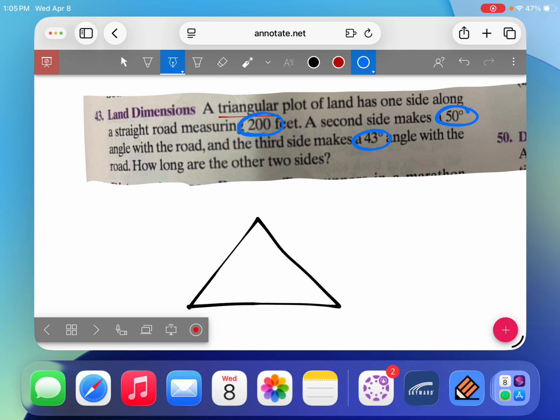So the first thing it says is that along the straight road, would you agree only one side of my triangle is straight? All right, so that's where you should put the 200. And then it says a second side makes a 50-degree angle with that road. And the third side makes a 43-degree angle with that road. So you need to figure out where are you putting the 200, where are you putting the 43, and where are you putting the 50.